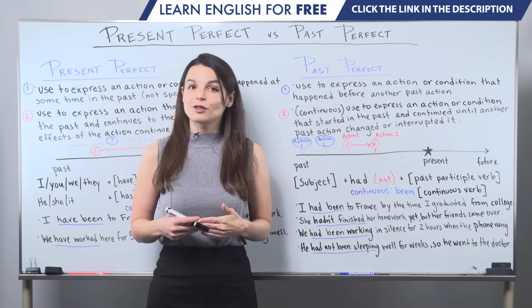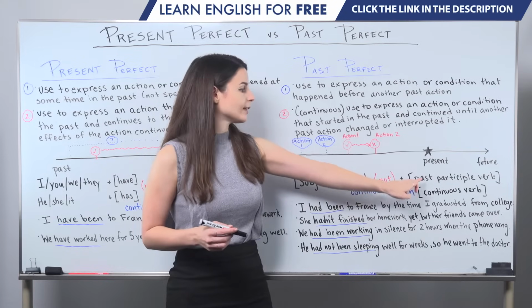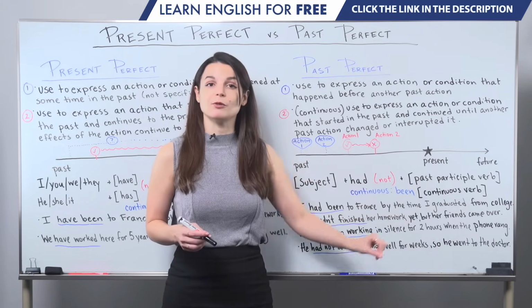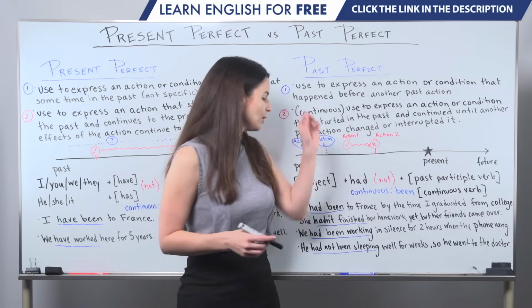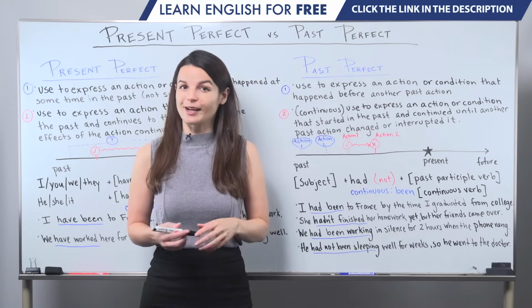To create the continuous or progressive form of this grammar, we use been in this position and follow with an ing verb, the continuous form of the verb. So let's take a look at some example sentences and break down what's happening.